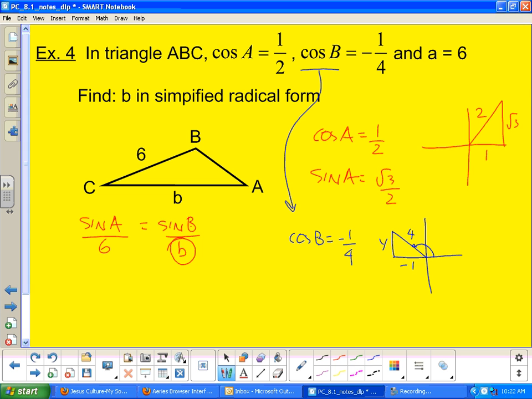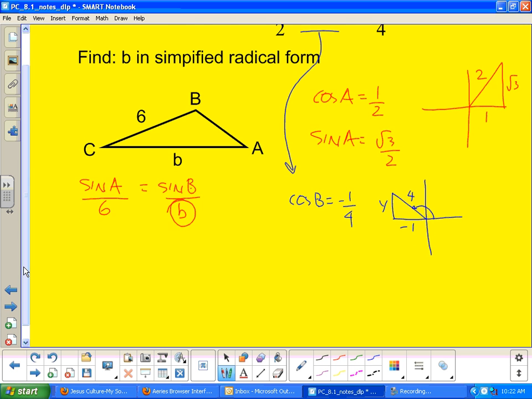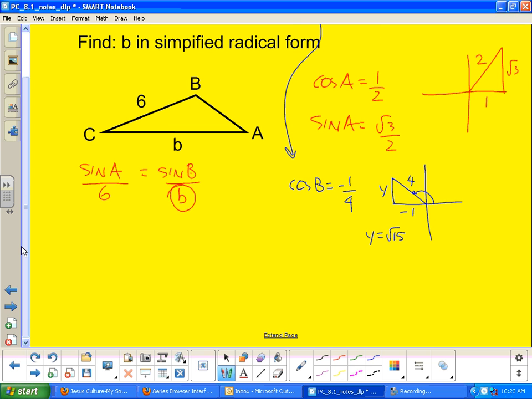Anyone have any ideas on that one? How do we find that y side? Pythagorean identity. The Pythagorean theorem. 4 squared minus 1 squared. 16 minus 1 is 15, and this would be equal to the square root of 15. And therefore, sine of B would equal square root of 15 over 4.